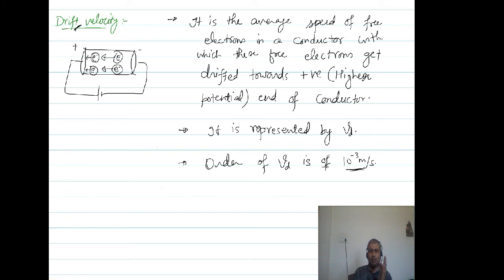When we observe actual motion, the average thermal speed is quite large, of the order of 10 raised to the power 5 meter per second. But when you talk about average drift speed, it comes out only 10 raised to the power minus 3 meter per second. So on an average, electrons show very slow motion from one end of the conductor towards the other. I'll add this point to another concept, that is I equals neAVd.